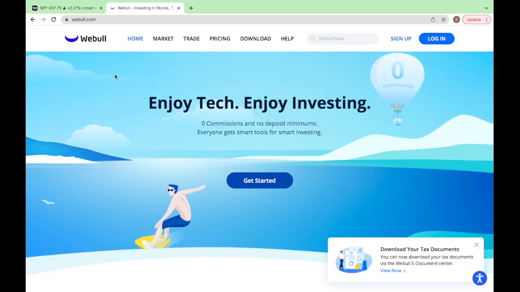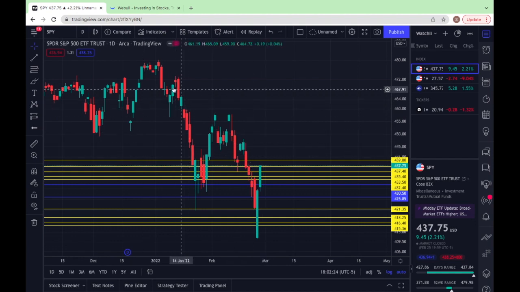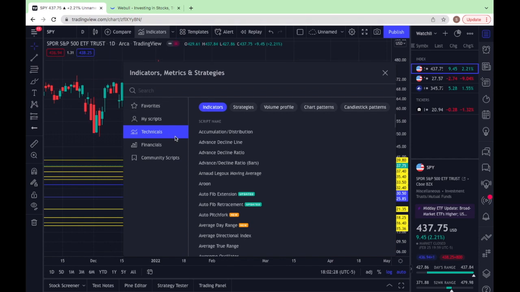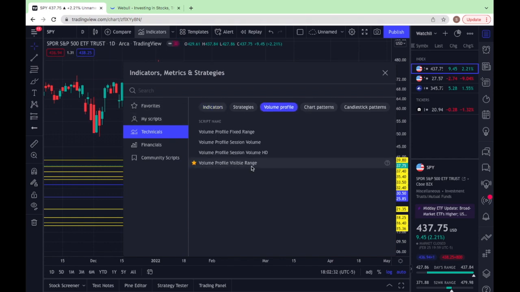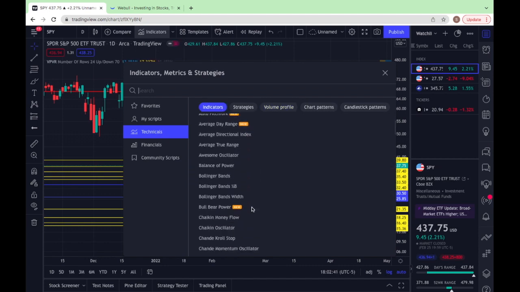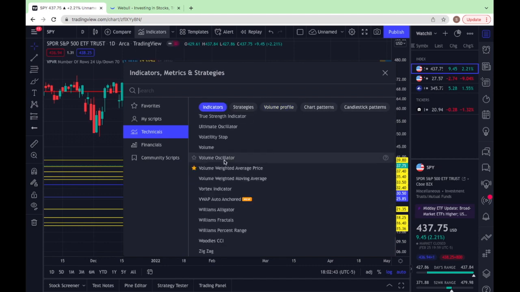People have also asked, how do I get my chart looking like yours on TradingView? So I'll do that as well. When it comes to my chart, first thing I'm going to do, I'm going to go up here to indicators on tradingview.com. I'm going to go to volume profile. Volume profile visible range is the volume profile that I use. Click on that. Cool. Go over here to indicators. Scroll down to volume weighted average price or VWAP. Click on that as well.